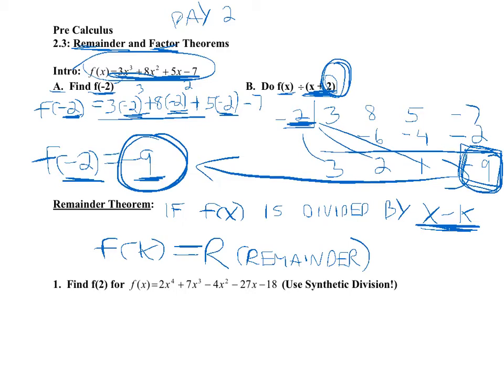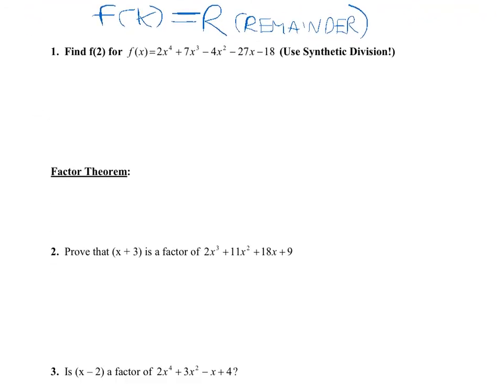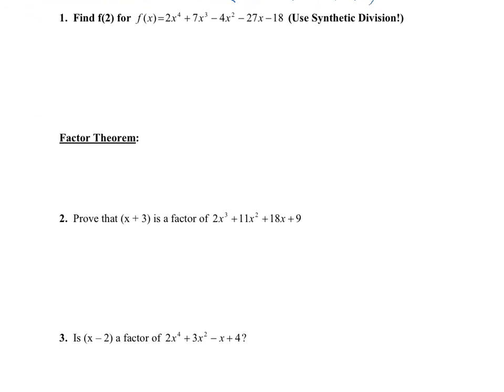All right, let's apply this to problem number 1. We're going to use this remainder theorem. Okay, it says find f of 2. Well, I know I could plug in 2 for all these x's, but it says use synthetic division. That's even shorter. It's quicker. I don't have to do 2 to the 4th or 2 cubed. So if I want to find f of 2, I'm just going to take that 2 and use it for synthetic division. I'm going to put all the coefficients.